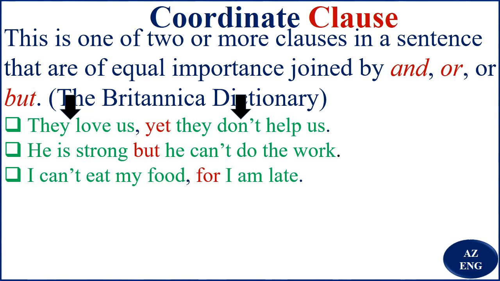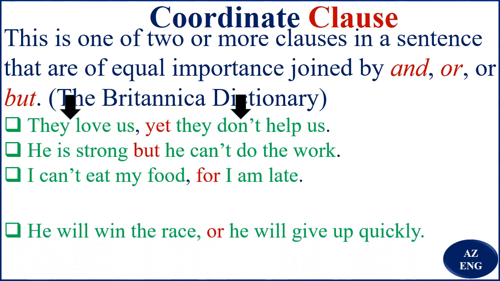I can't eat my food. Why? For I'm late. That is because I'm late. Or the reason is because I'm late. I can't eat my food is an independent clause. I am late too is an independent clause. Each can stand alone as a sentence. So you've got an independent and another independent, of equal importance. Both of them we say are coordinate clauses.